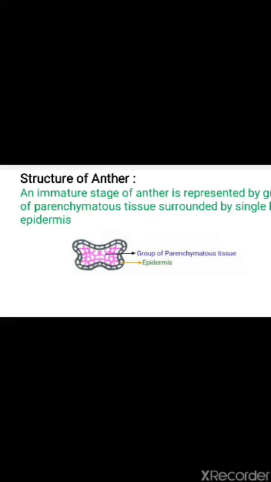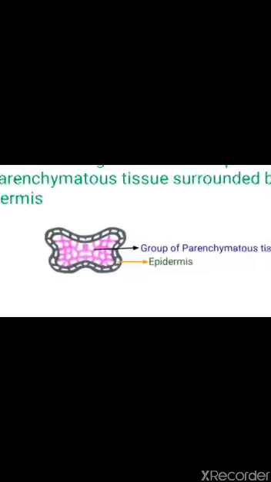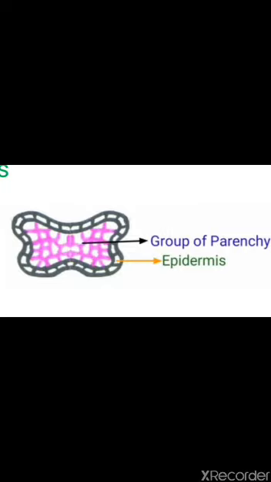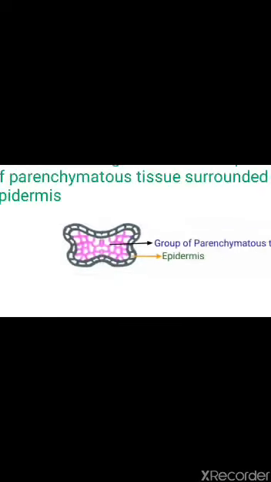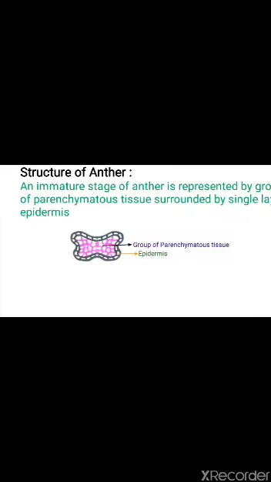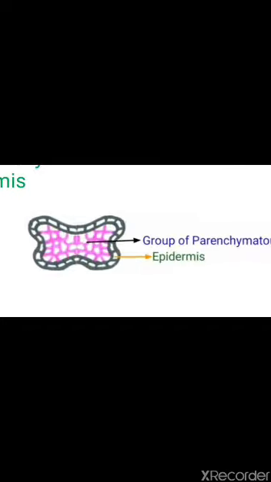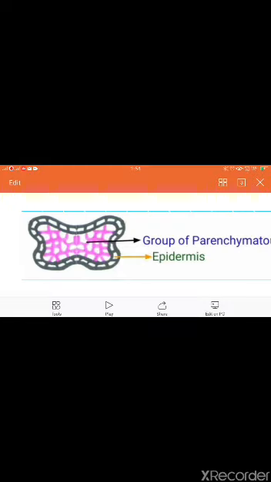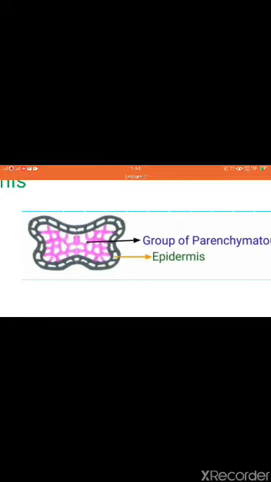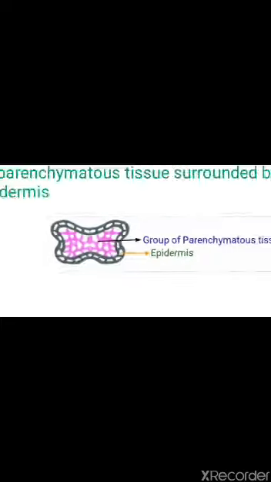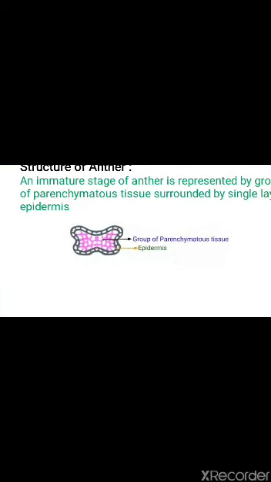Now the structure of anther. Whatever is shown in the diagram is an immature anther. This immature anther is represented by a group of parenchymatous tissue surrounded by a single layer of epidermis. So from this diagram it will be clear to you. Whatever is shown in the pink, that is what? A group of parenchymatous tissue. These are the parenchymatous tissues, and those tissues are surrounded by epidermis. This is a very simple structure which is shown by the immature anther.